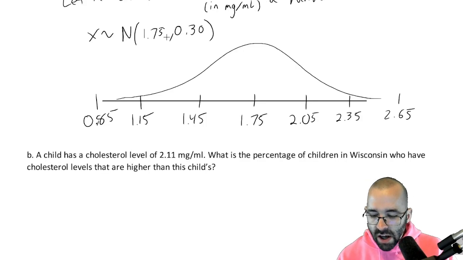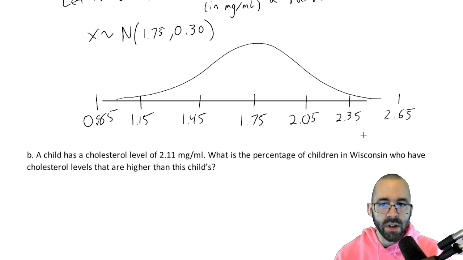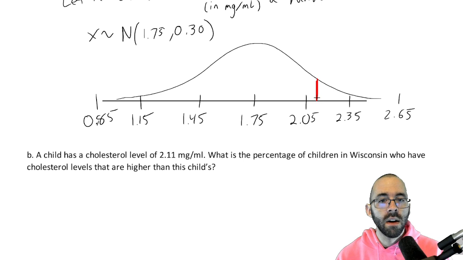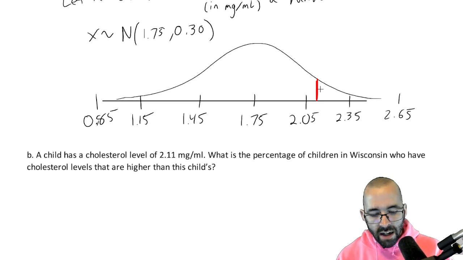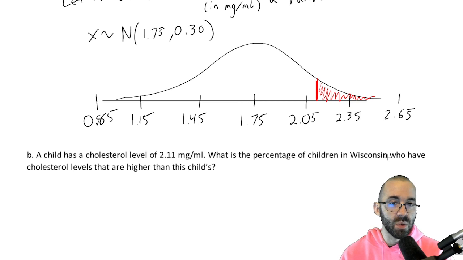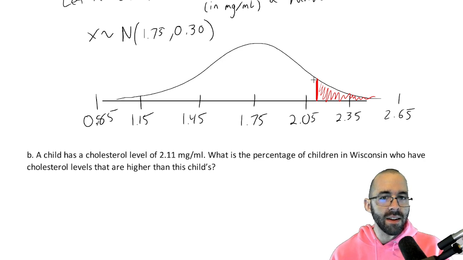All right. So if we have a child with a cholesterol level of 2.11 milligrams per milliliter, how rare is that? And what percentage of children have cholesterol levels higher than this? Well, where's 2.11? Kind of like maybe around here. What percentage of children have it higher than this? This percent. Whatever percent this is, which at a glance, maybe that's 10%. I don't know. What percent do you think that red is of this whole area? That's going to be our answer.